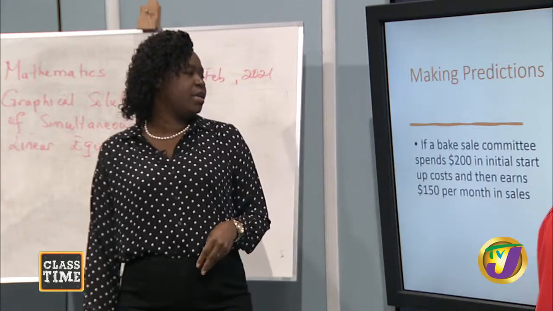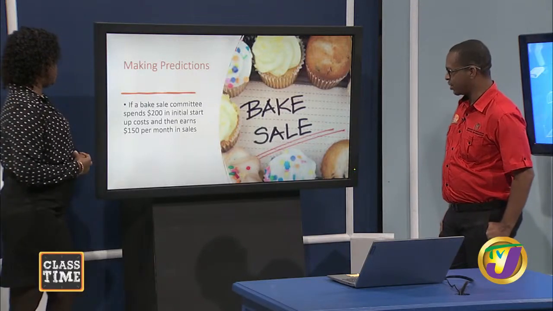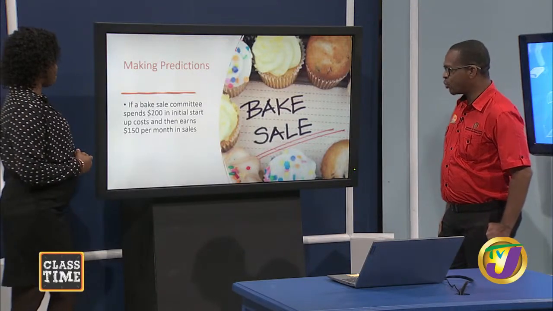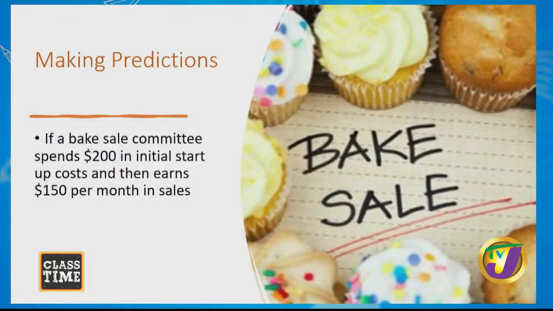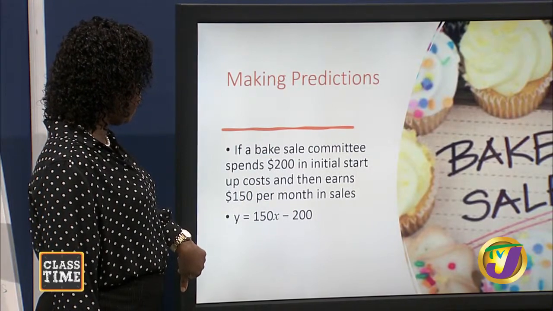Profit, yes. So in this scenario, we're having a bake sale, as Nikisha said. We spent an initial $200 and then we are earning $150 per month from the sale of the items that we are baking. So we can set up a linear equation to make predictions and represent this scenario. And in the end, we could graph it. Yes, we could. And that would be the equation that represents this scenario.